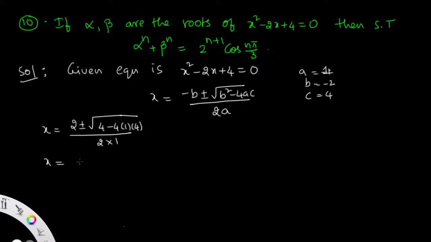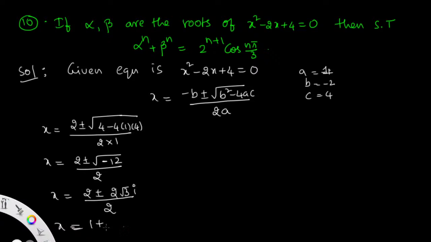So x equal to 2 plus or minus root over minus 12 by 2. So that means 2 plus or minus root 4 into 3, that means 2 root 3 into i by 2. Now 2 as common, so then you get 1 plus or minus root 3 i. So that is substituted in the formula. Then you get this one.